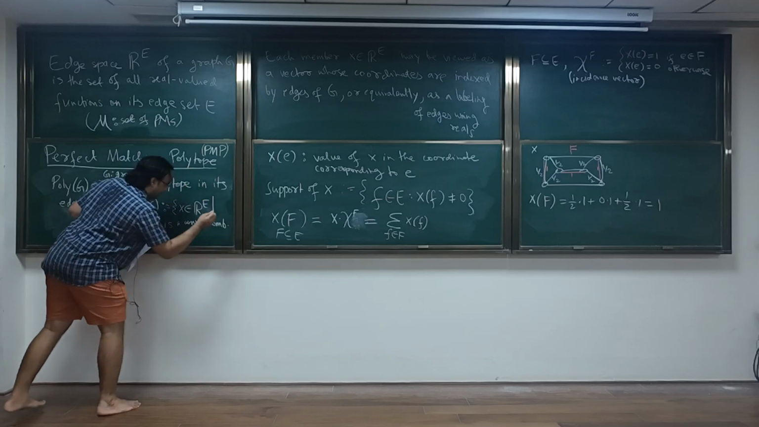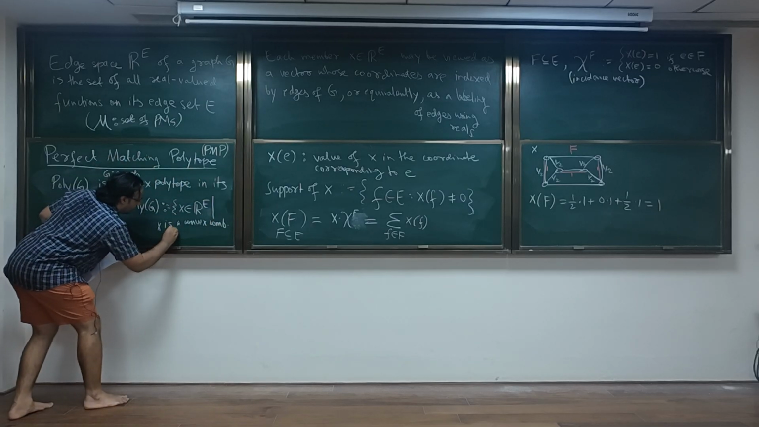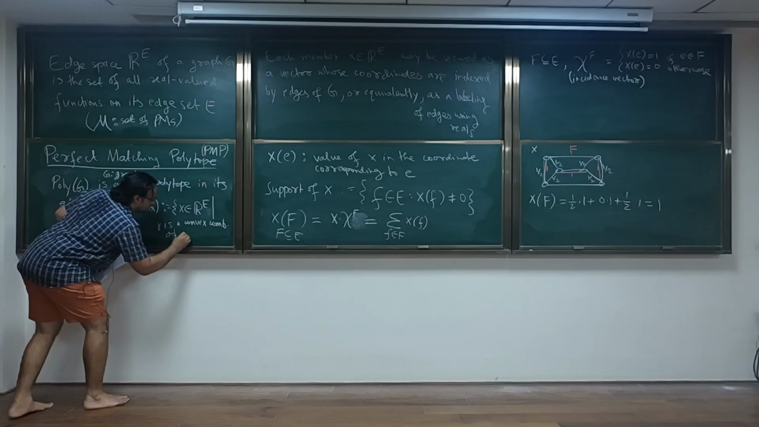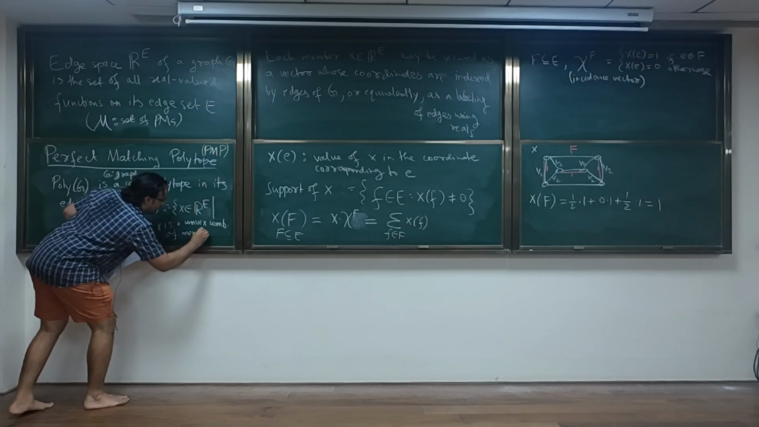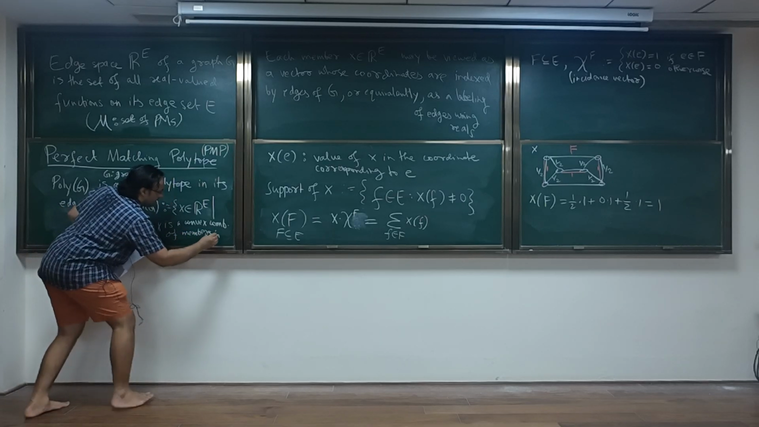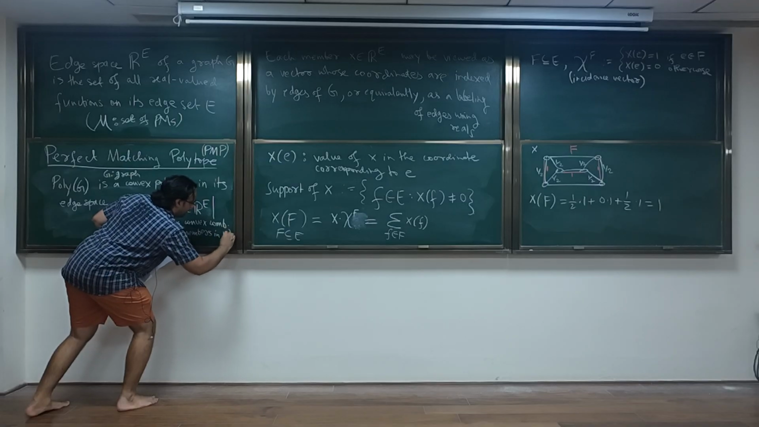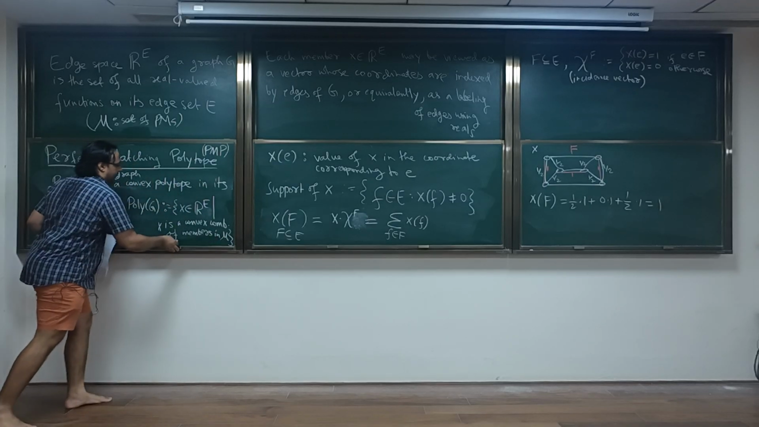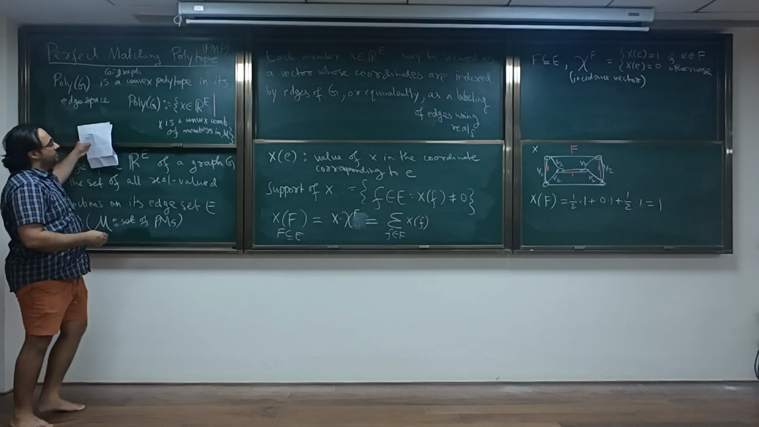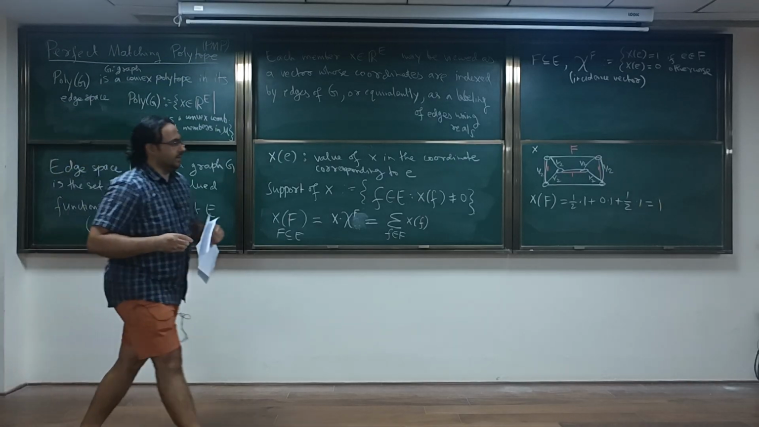I will define convex combination just to refresh, of members in script M. This is our set. Let's do an example.